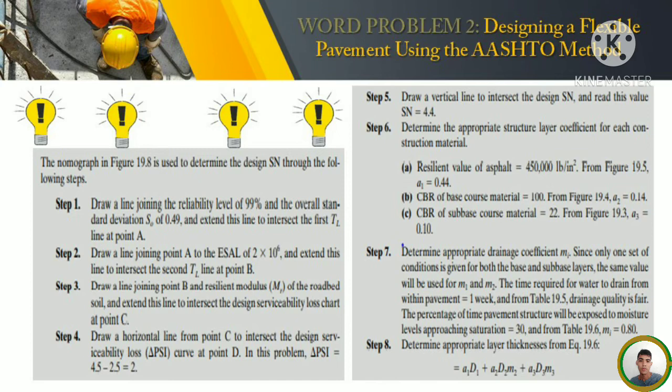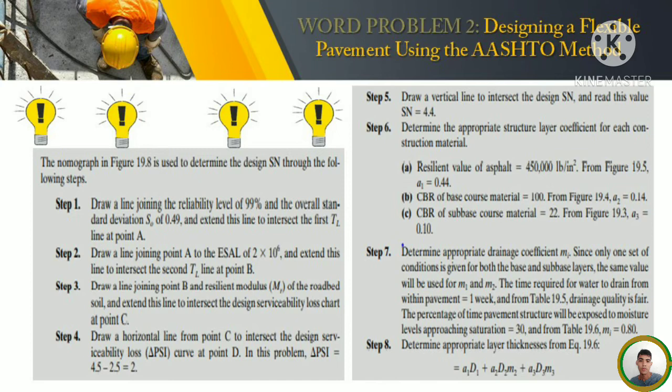Step 1, we need to draw a line joining the reliability level of 99% and the overall standard deviation of 0.49 and extend this line to intersect the first T sub L line at point A. Step 2, we need to draw another line, this time joining point A to the ESAL of 2 times 10 raised to 6 and extend this line to intersect the second T sub L line at point B. The next step, we're going to draw another line joining point B and the resilient modulus of the roadbed soil and extend this line to intersect the design serviceability loss chart at point C.